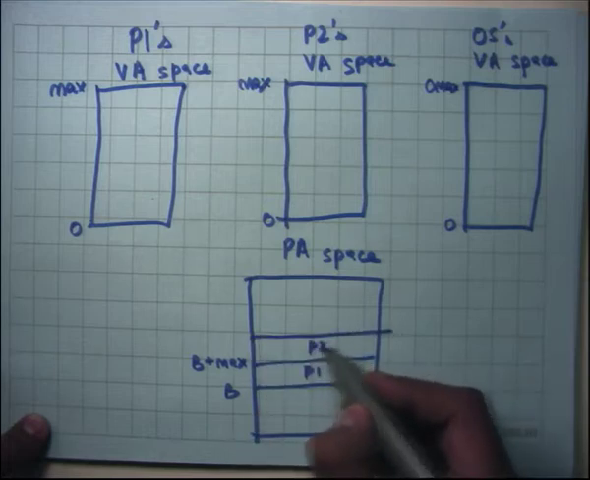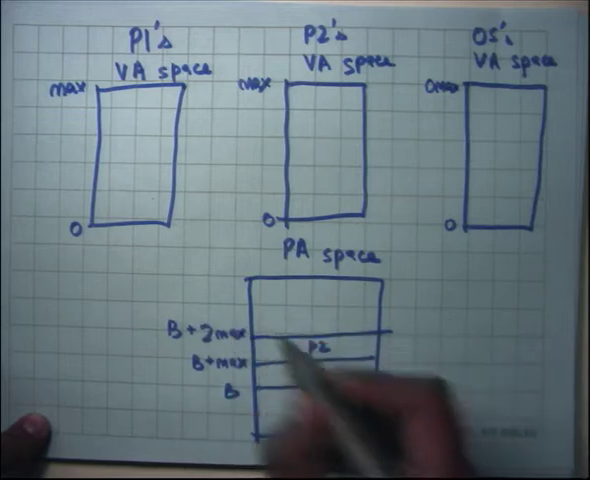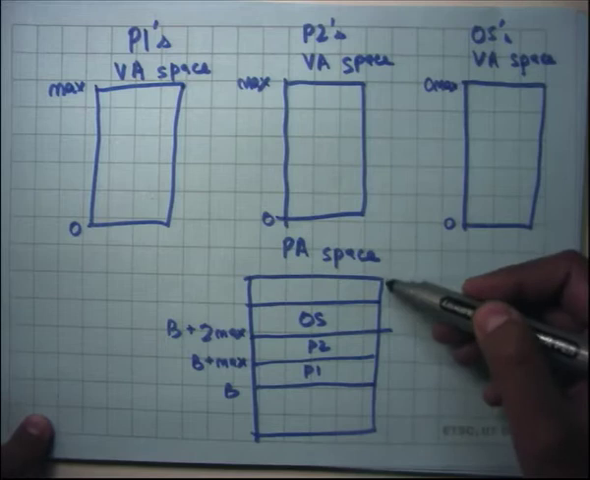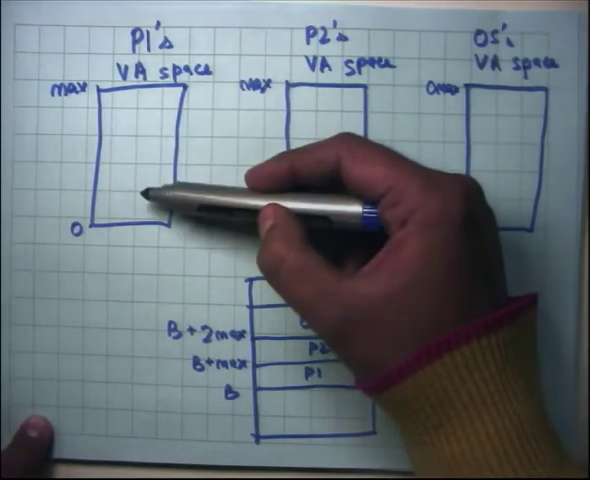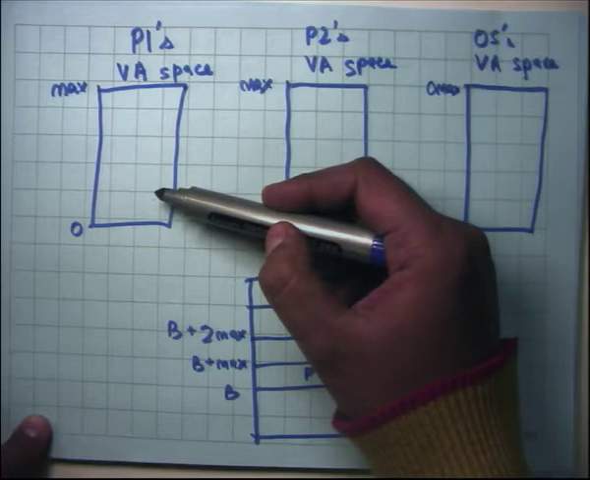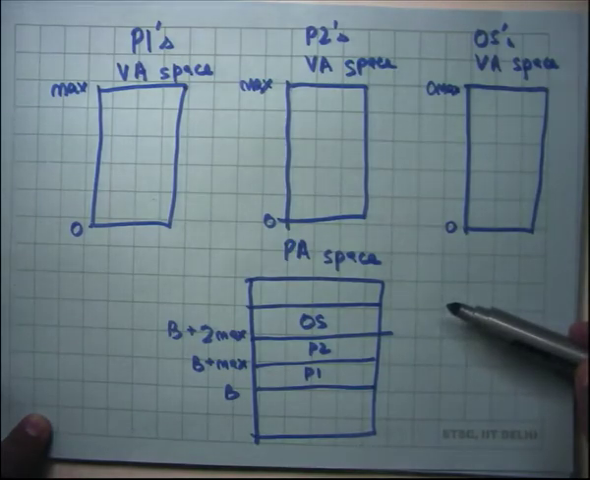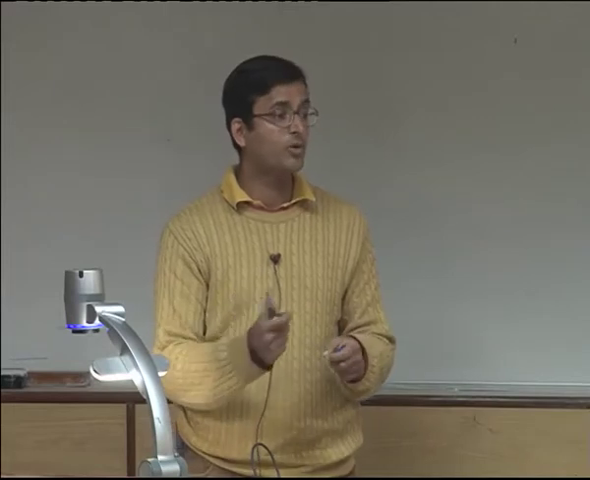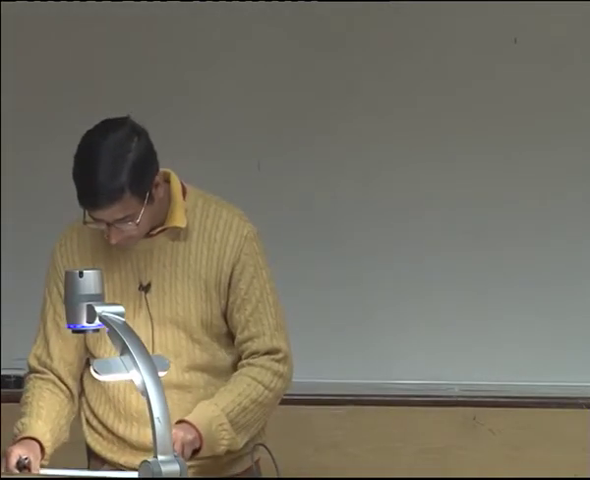Similarly, P2 can live here, so in this case it becomes B plus 2 max, let's say, and it can put the OS somewhere. So let's say the OS is put somewhere, right. So this is what the physical address space looks like when I'm using segmentation, and this is what the virtual address space of each process looks like. Notice that the naming of the virtual address space is completely independent of where it lives in physical memory, right? So it gives you independence between the linker and the loader. The linker at link time doesn't need to worry about at what address I'm going to get loaded, right? The OS can make that decision at runtime. All right. Okay.